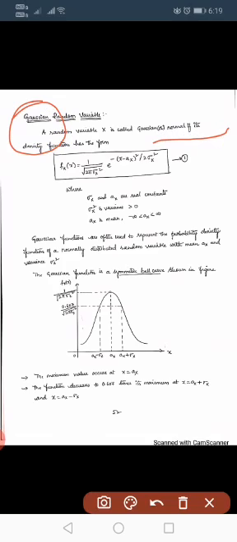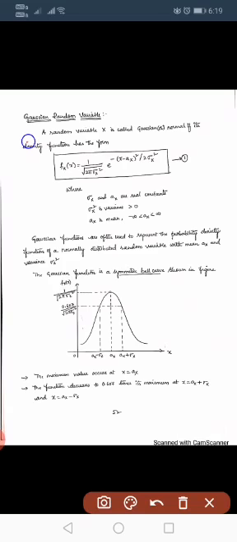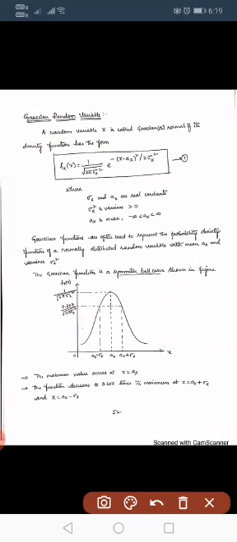This is the first variety we are going to discuss, and let us consider a random variable x. Remember that the Gaussian function we apply only to a continuous random variable. Here x is a continuous random variable, not a discrete one. For a continuous random variable, the Gaussian density function is given by this expression.